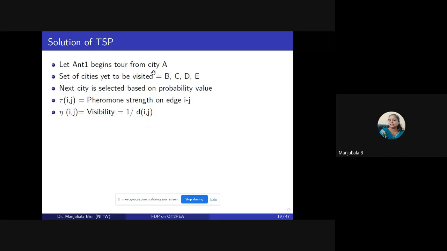So ant 1 will begin the tour from city A. There are 4 unvisited cities B, C, D, E that can be visited from city A, right? The next city out of this set can be selected based on the probability value. So how to calculate that probability value? You need the tau ij value and the eta ij. This tau ij we have initialized to 1 for every edge, and eta ij we have found by taking the reciprocal of the distance, right? This value is there with us.